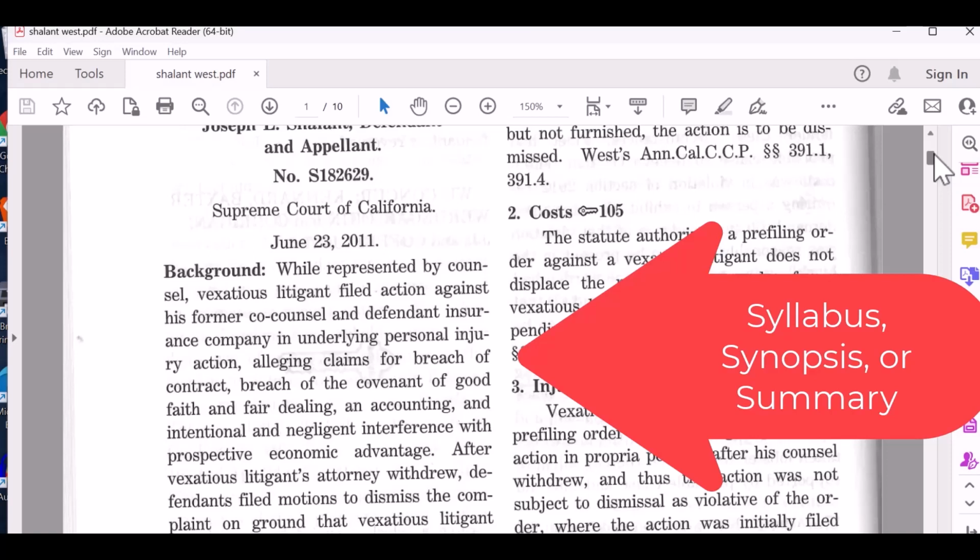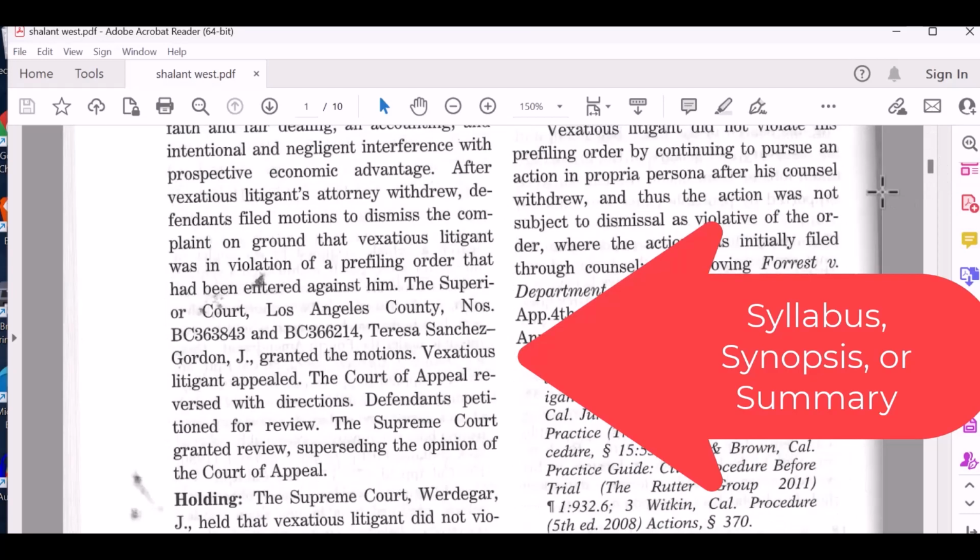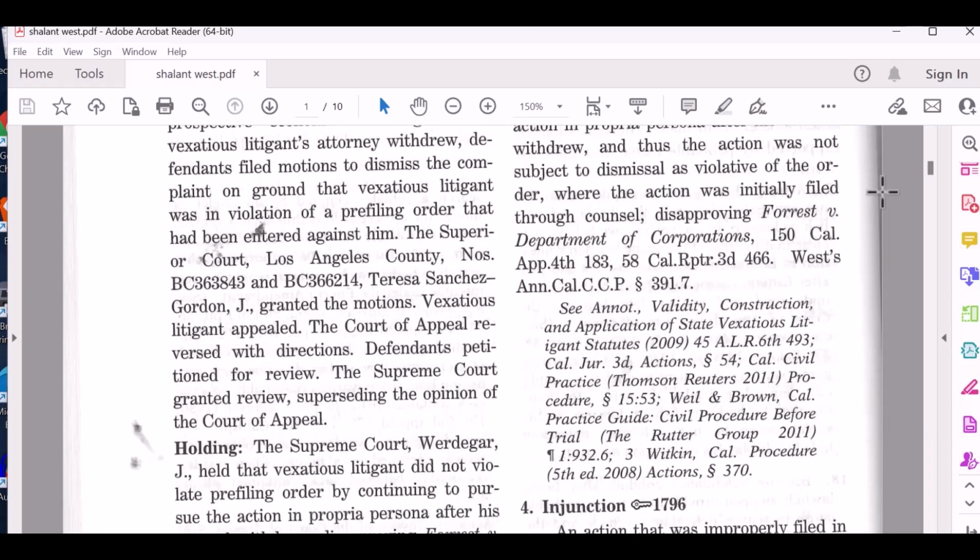I've seen it called all three things in different textbooks. I used to let my students call it whatever they wanted, and on the tests I would accept any one of those three as the answer. I tend to use either syllabus or summary, and we have the holding.